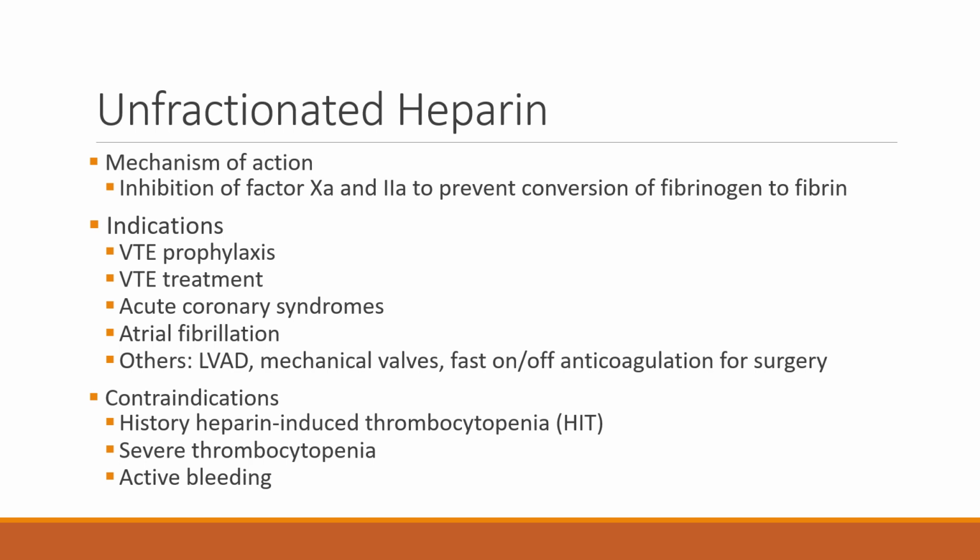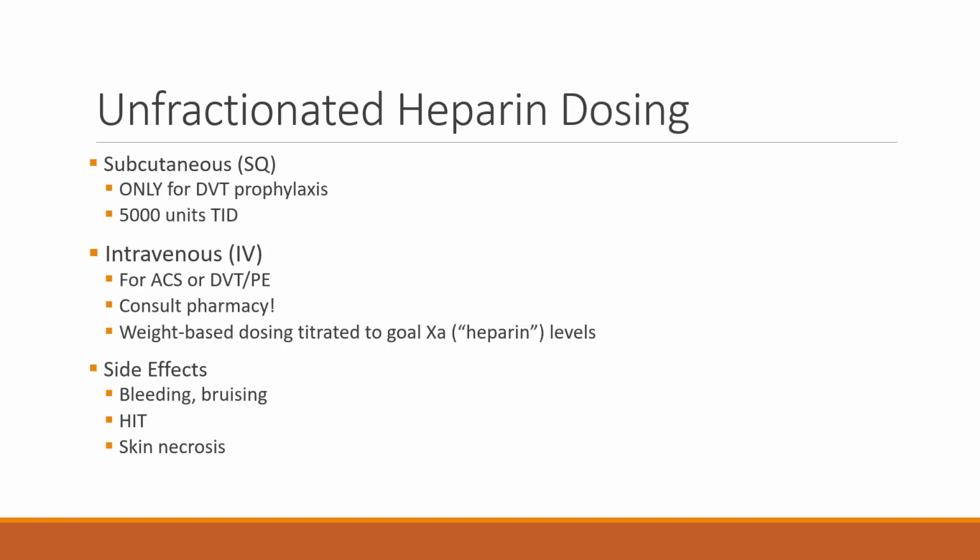For severe thrombocytopenia, I think the number is relative to maybe the trend that the patient is having with regards to their platelets, but in patients that have extremely low platelets, caution should be used with any type of anticoagulation. And then, of course, patients with active bleeds should be very cautious in using. So for dosing, it can be administered subcutaneously, and really this is only for DVT or VTE prophylaxis.